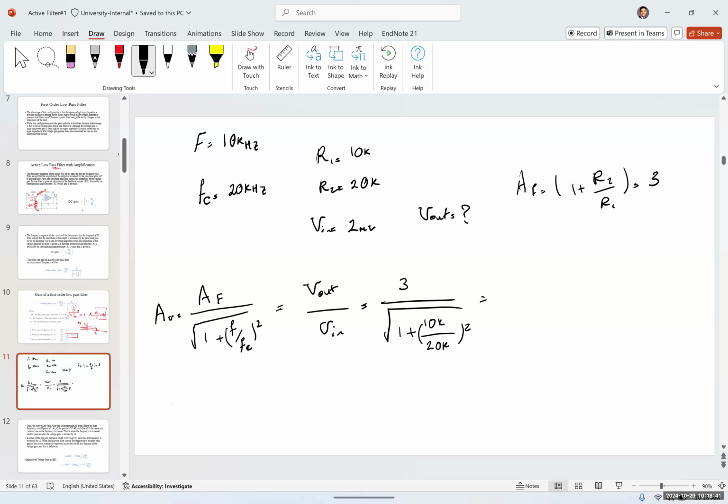What is the final answer for this? What did you get? 2.68. Yes, for this. Yes. This is going to be equal to V out over V in. Therefore, V out would be equal to 2 times 2.68, which is going to give you 5.37 millivolts.